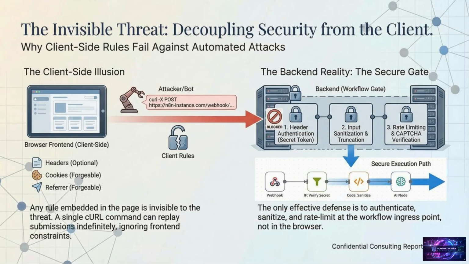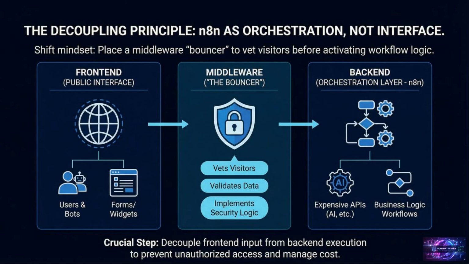Part 3, the enterprise solution, decoupling and gating. So, how do we fix this? How do we place a form on a client's website without exposing the raw N8N webhook and without risking an infinite AI bill? The answer lies in decoupling. We need to stop thinking of N8N as the front end. N8N is your backend logic engine. It should never talk directly to the unauthenticated public internet if money is involved in the execution. We need a middleware layer. We need a bouncer at the door.